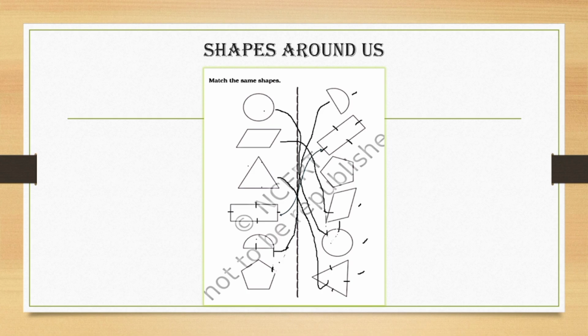The last one has how many sides? Okay, count with me. 1, 2, 3, 4, 5. Here also 1, 2, 3, 4 and 5. So this is a pentagon. Okay, match these. So we studied, we identified the same shapes. Okay.